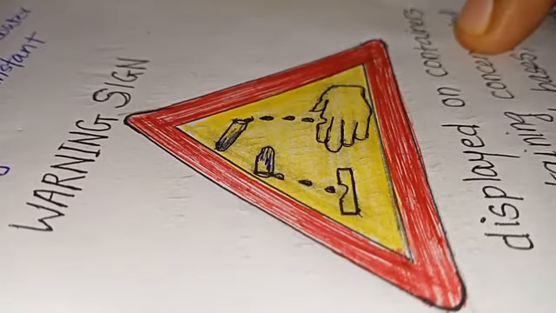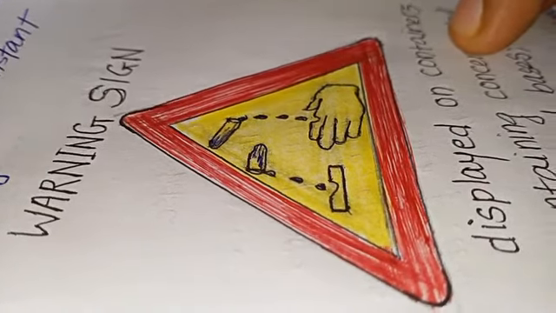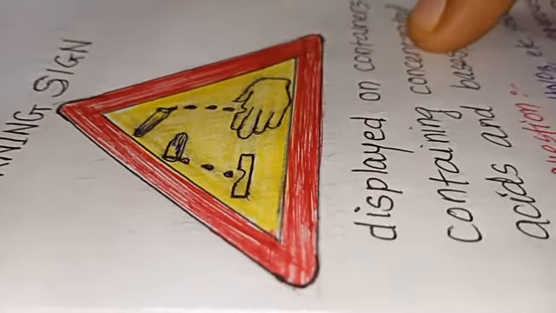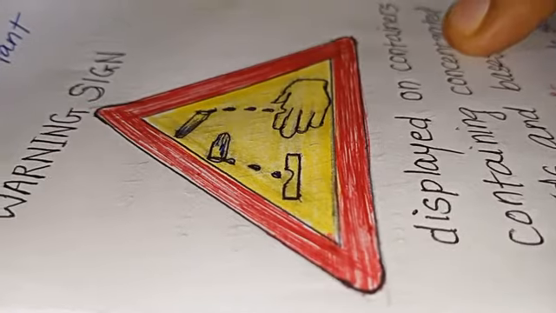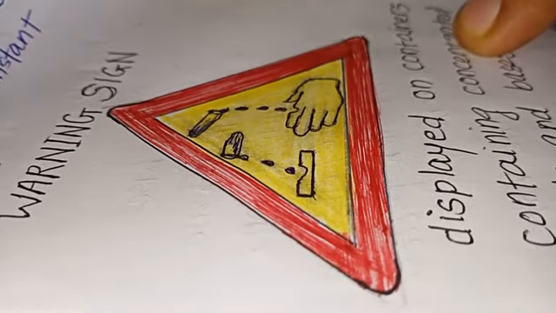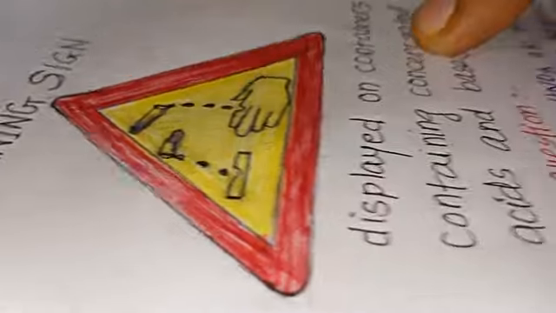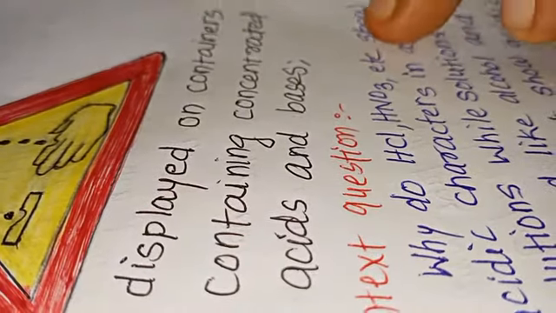Hello dear students, we have seen that concentrated acids or bases have this warning sign. This warning sign shows that the chemicals present in the bottle are concentrated and they may cause harm. So avoid touching those chemicals which have this sign on them. This sign is displayed on the container containing concentrated acids and bases.